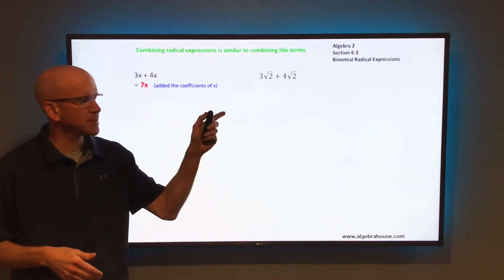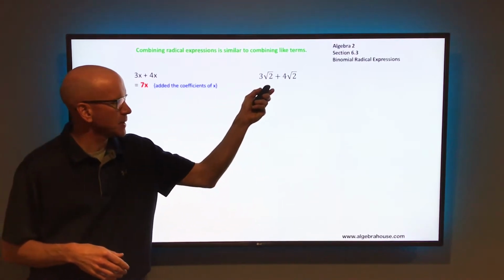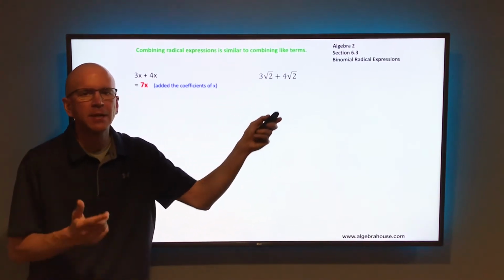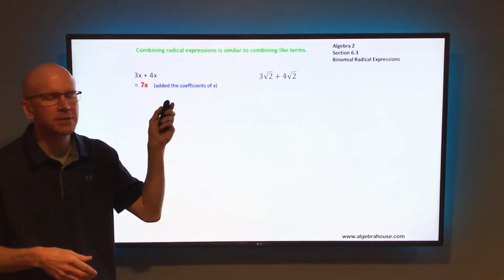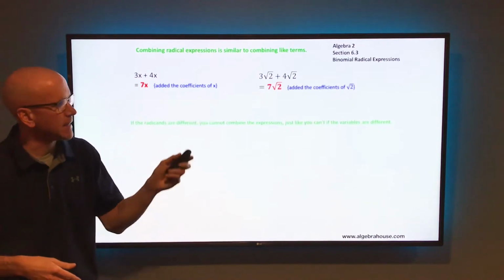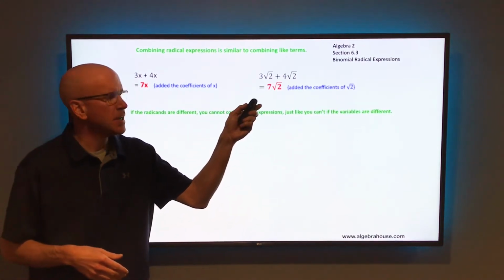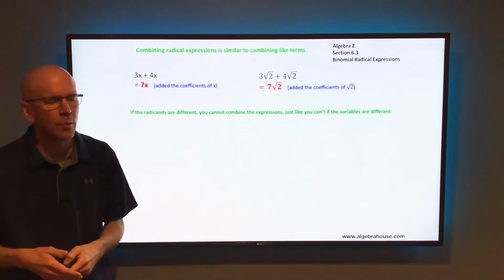If you have 3 times the square root of 2 plus 4 times the square root of 2, those are like terms because you have the same thing under the radical sign. You can combine those. Just like you added the 3x and 4x and got 7x, you're adding 3 times the square root of 2 plus 4 times the square root of 2 and getting 7 times the square root of 2. You don't change what's under the radical sign when you're adding or subtracting radical terms.